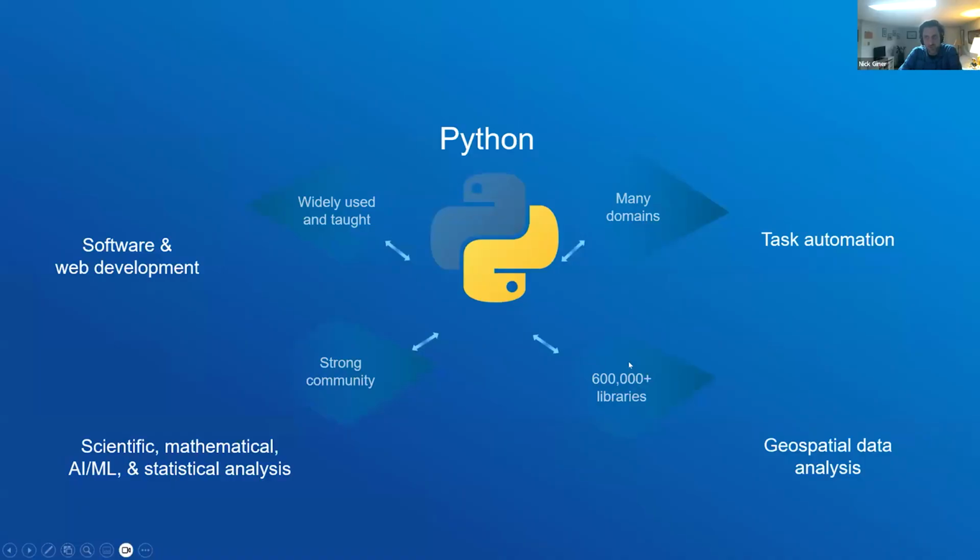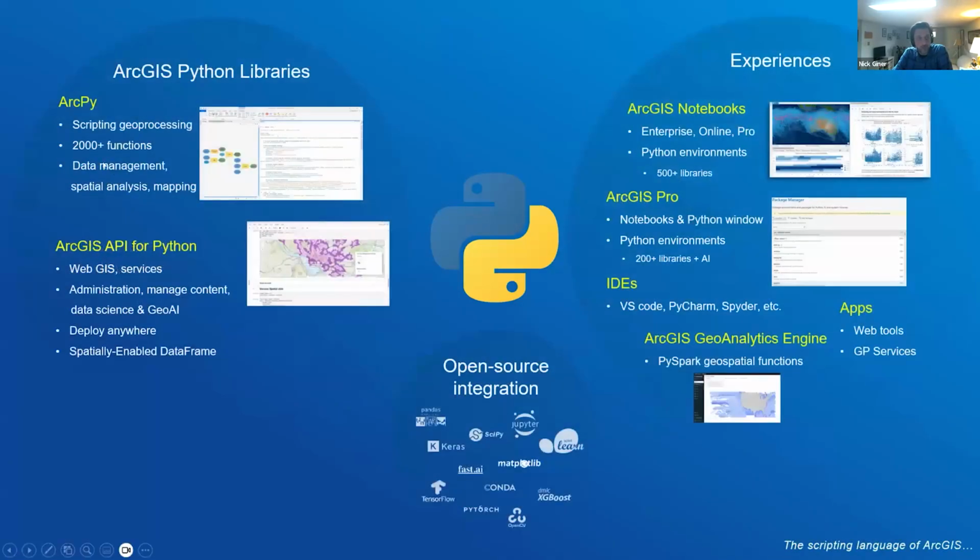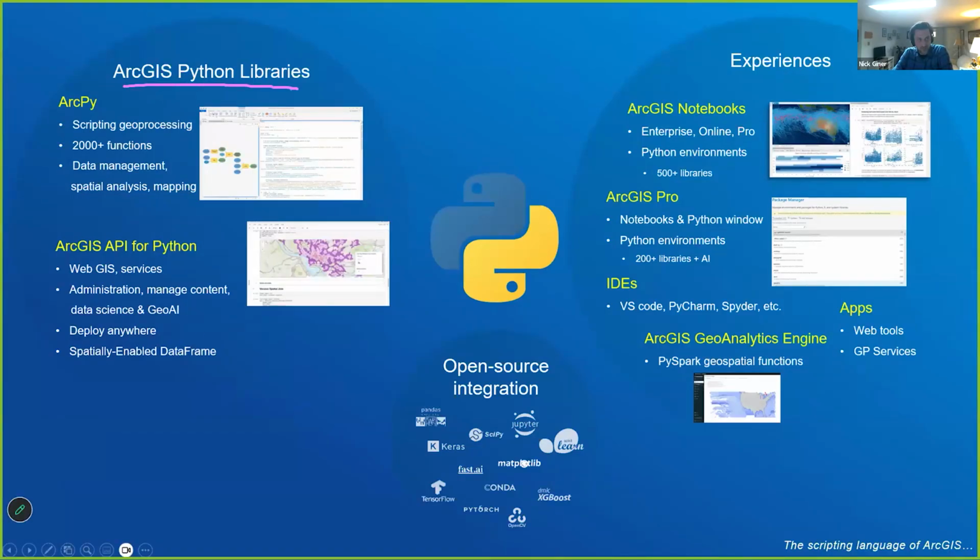Our customers have been benefiting from this tight integration of Python and ArcGIS for about 20 years or so. Where that shows up, starting on the left side, out of those 600,000 libraries in the community, we have 2 Python libraries. ArcPy is essentially programmatic access to the 2,000 functions of the ArcGIS geoprocessing framework. It can be used for managing data, for spatial analysis, and for automated mapping.